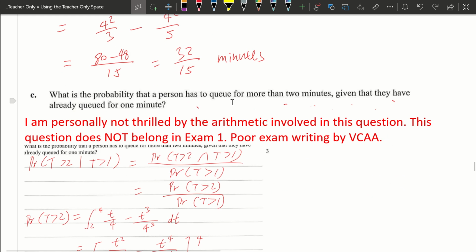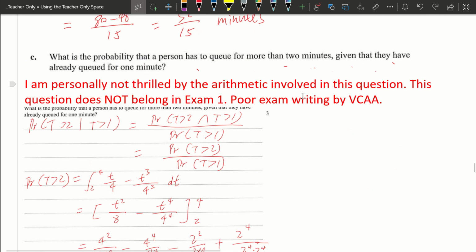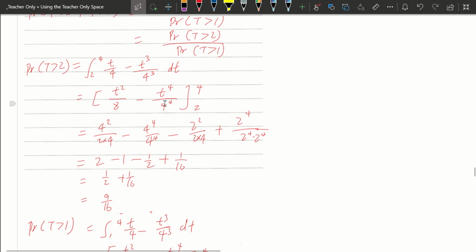And then it says, what's the probability that a person has to queue for more than 2 minutes, given that they have already queued for 1 minute? Again, the question itself is just a conditional probability question. So P(t bigger than 2 given t bigger than 1), but the intersection between t bigger than 2 and t bigger than 1 is just t bigger than 2, over the probability of t bigger than 1. You can calculate each. Each one is totally doable.